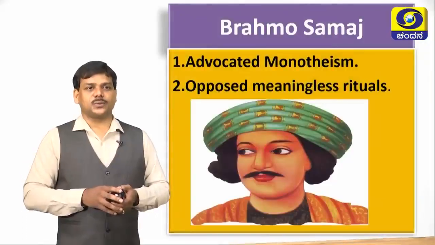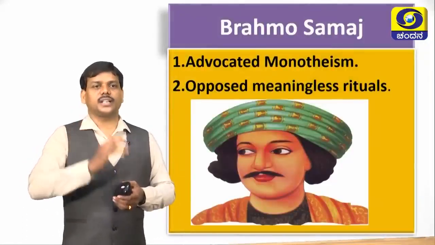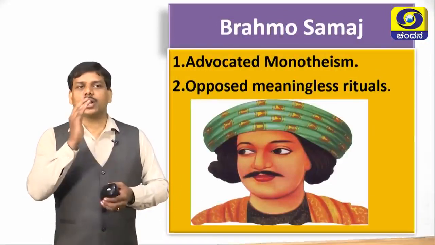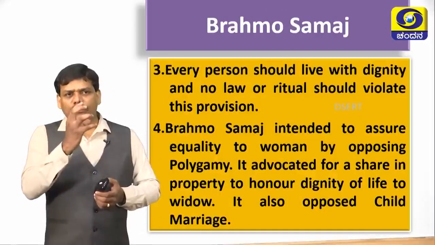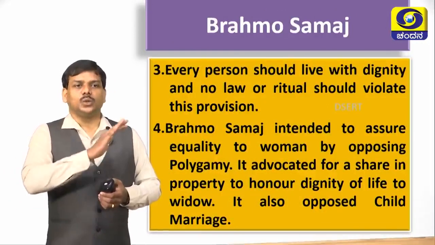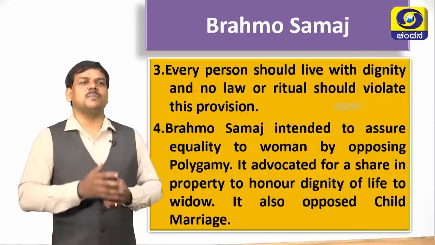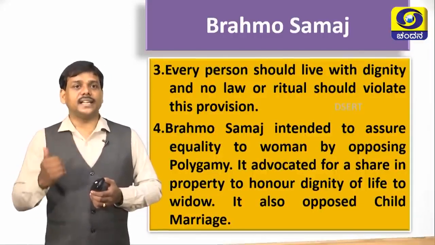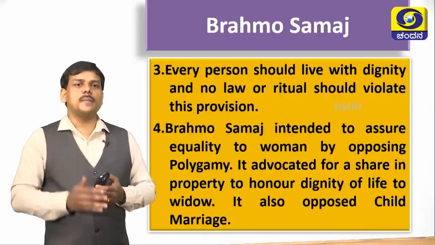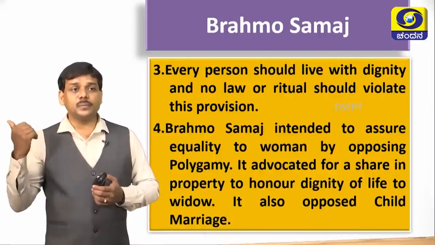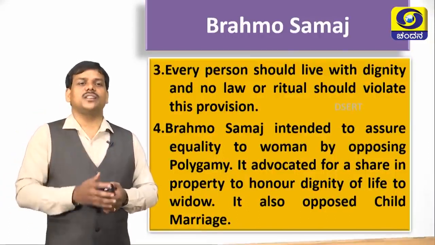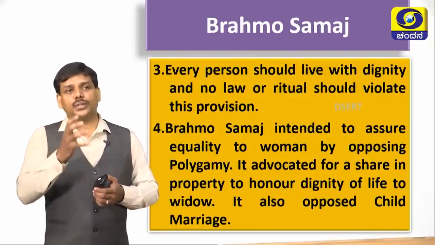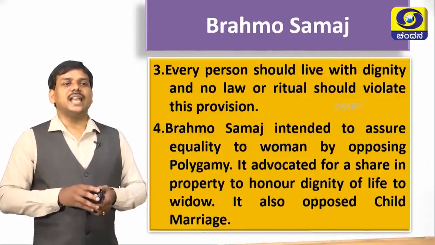What are the main aspects of Brahma Samaj? First one, Brahma Samaj advocated monotheism. Brahma Samaj opposed meaningless rituals. According to Brahma Samaj, every person should live with dignity. No law or ritual should violate this provision. Brahma Samaj intended to assure equality to women by opposing polygamy. It gave importance to equality of women. It advocated for a share in property to honor dignity of life to widows, and also opposed child marriage.